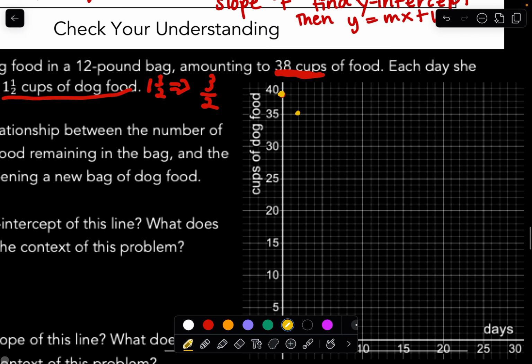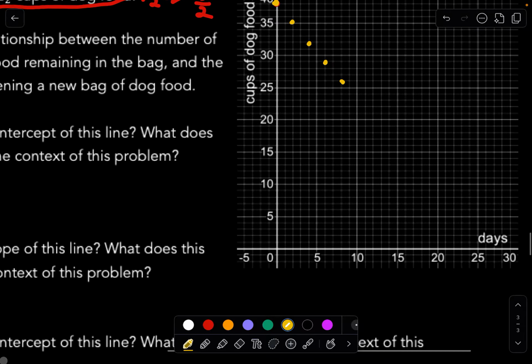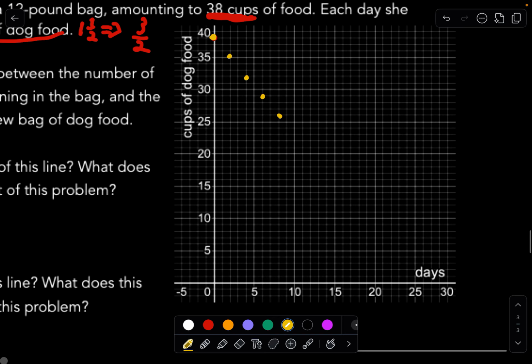I go down 1, 2, 3 to the right, 1, 2. Down 1, 2, 3 to the right, 1, 2. I'm just putting down as many dots so I can have a more accurate line. Down 1, 2, 3 to the right, 1, 2.